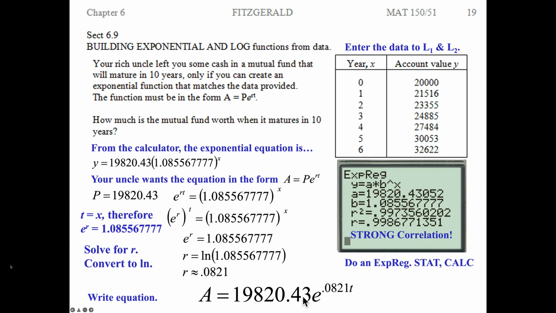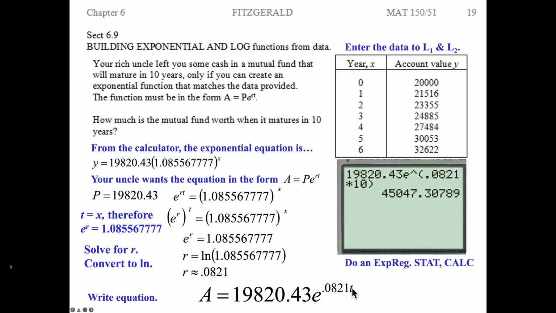All right, so we did it. So now we get to find out how much this mutual fund is worth in 10 years. We'll put the 10 in for t. Calculator says it's going to be worth $45,047.31. And who says math doesn't pay off?